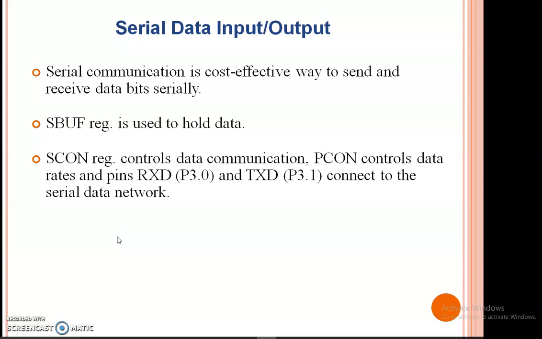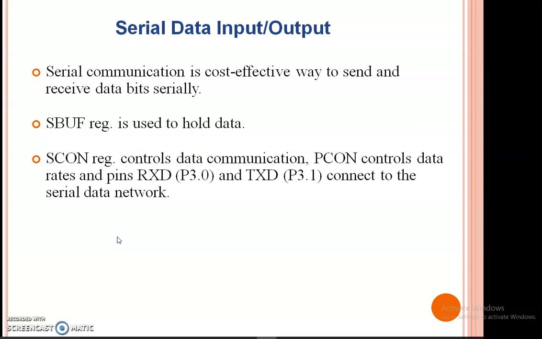8051 microcontroller has SCON and SBUF as special function registers for serial communication. SBUF is a serial buffer register used to hold the data while transmitting and receiving. At port 3 we have P3.0 and P3.1, that is RxD and TxD. These two pins are used for reception as well as transmission. Using these two pins, 8051 is performing serial communication. So we can call these two pins the serial port.